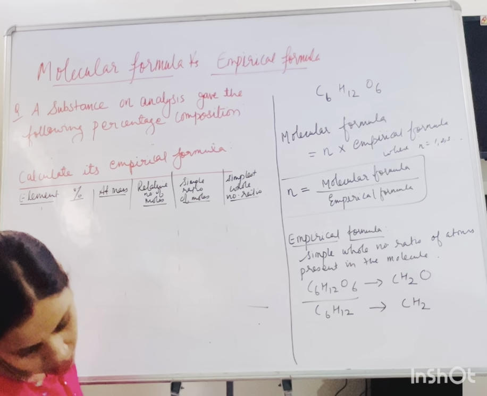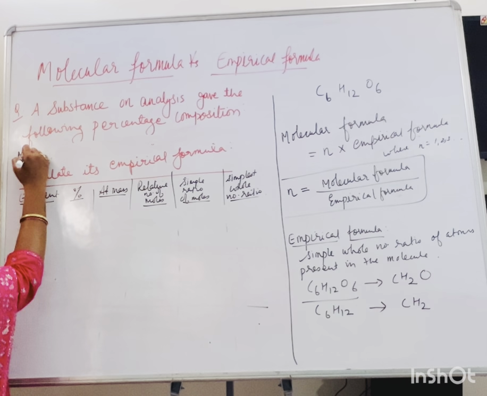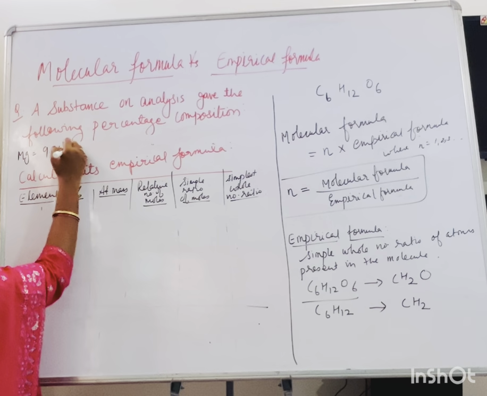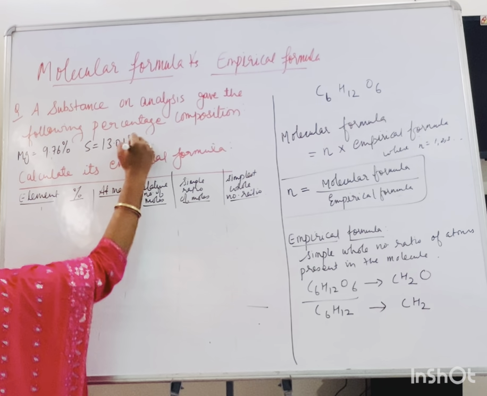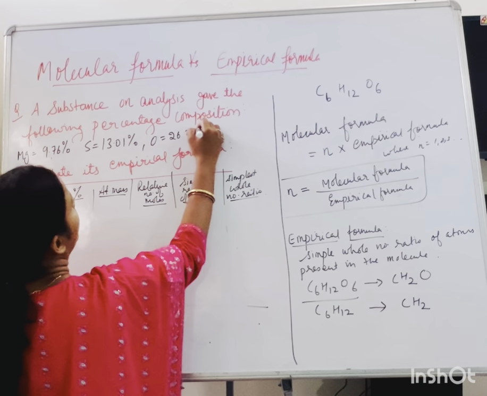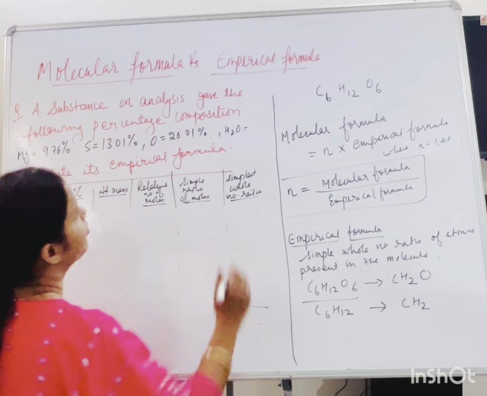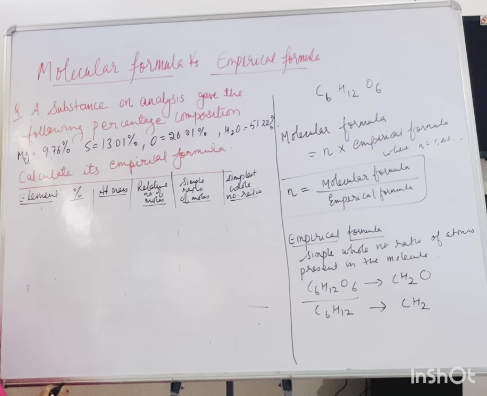The question says it has magnesium 9.76%, sulfur 13.01%, then we have oxygen 26.01%, and we have hydration, that is water molecule, 51.22%. So you can try to solve this question by yourself, or let me do one more question and then you can practice more questions by yourself.